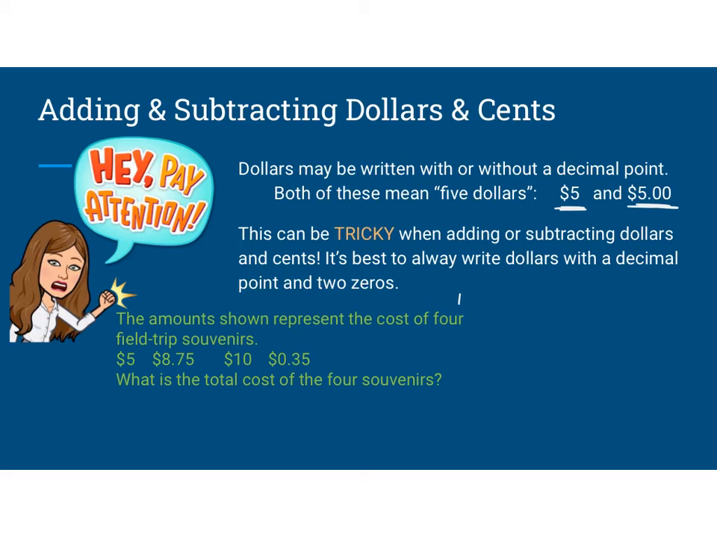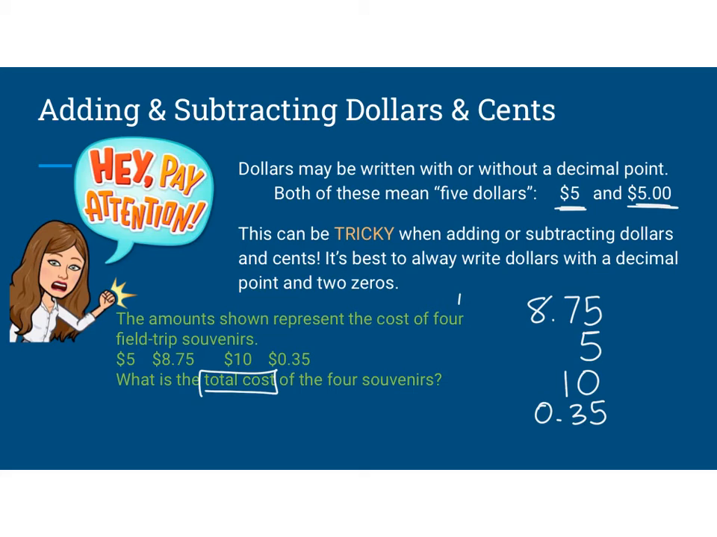Okay, so if I have, for example, in the green, it says the amounts shown represent the cost of 4 field trip souvenirs. What's the total cost? So if I made the mistake and I said, okay, I've got one that's $8.75, I've got $5, I've got $10, and then I've got 35 cents. Okay, this is going to give me the wrong answer. Why? Why would this be wrong?